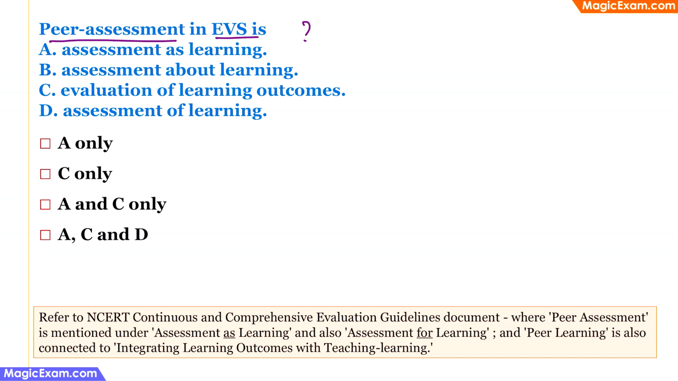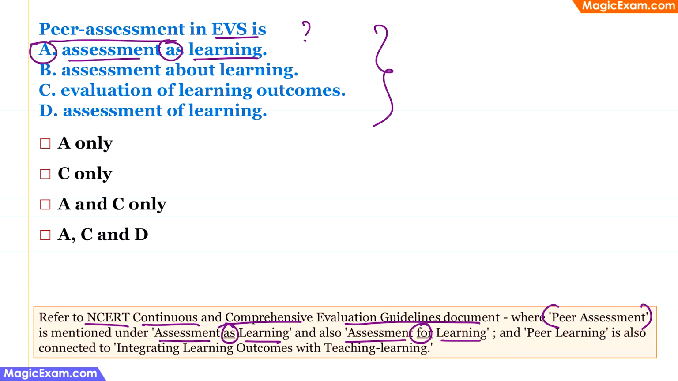Now, coming to this question, if you refer to the NCERT Continuous and Comprehensive Evaluation Guidelines document, peer assessment is mentioned under assessment as learning and also under assessment for learning. Now, when we look at the answer choices, assessment as learning is mentioned here. Assessment for learning is not mentioned. Therefore, the correct answer is A only. Therefore, A only is the answer here.